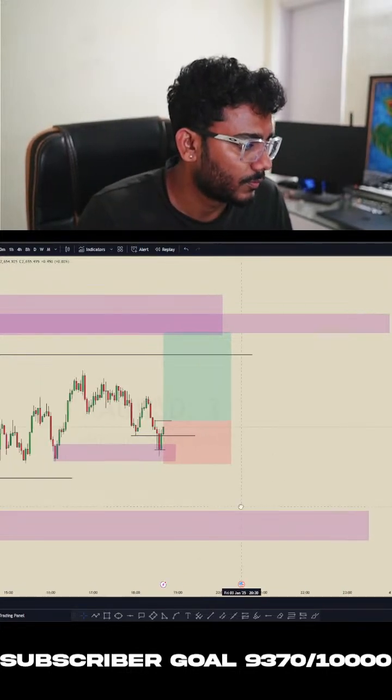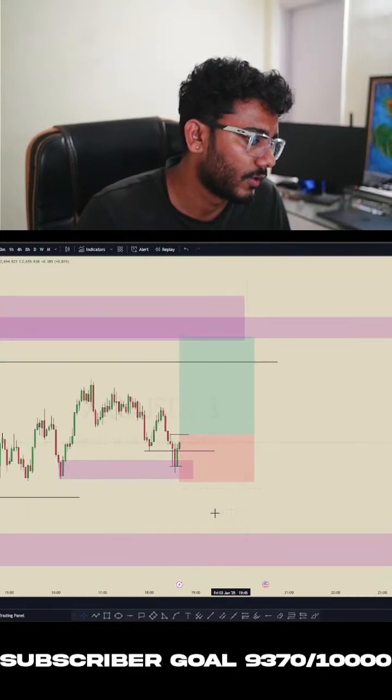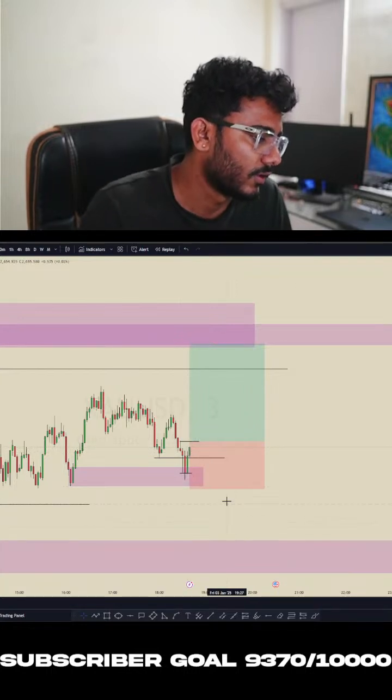Okay, so price is currently at the upside. So we can wait for price to break this high and then you can enter.